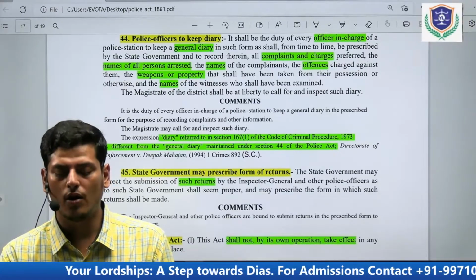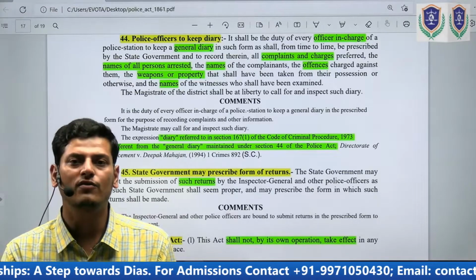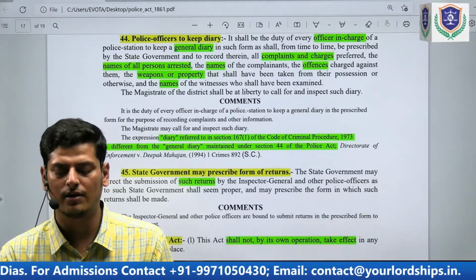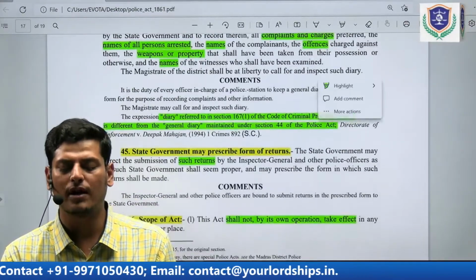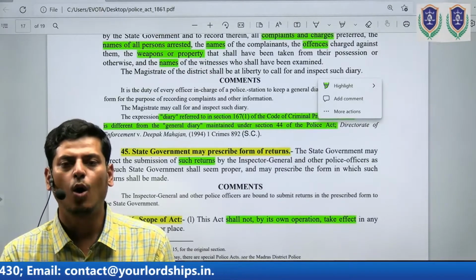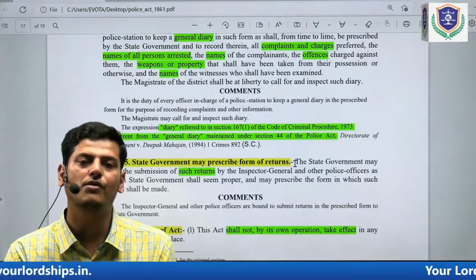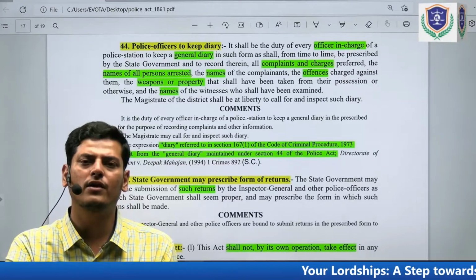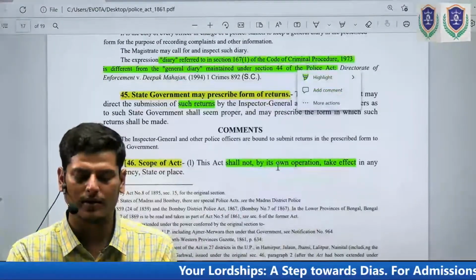It shall record all the complaints, all the charges that have been preferred, names of the persons that have been arrested, names of the complainants, offences that have been charged, weapons or property that have been taken, and names of the witnesses that have been examined. All these are required to be mentioned in a general diary which is mandated under section 44. So police officer जो है एक डायरी भी मेंटेन करता है जो सेक्शन 44 मैंडेट करता है.